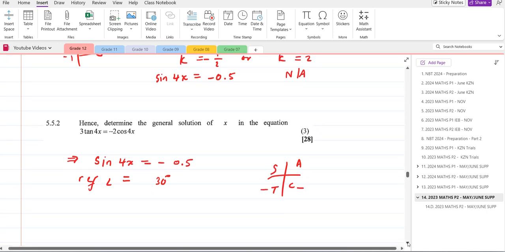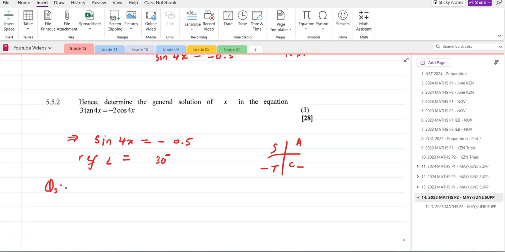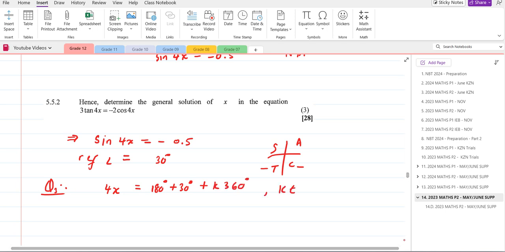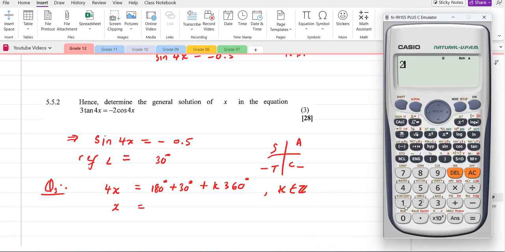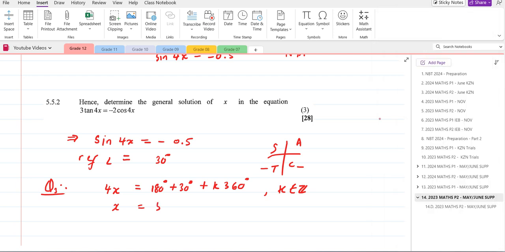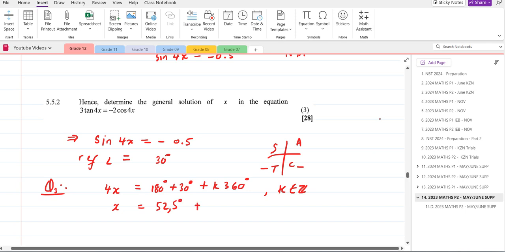So what's the quadrant 3 solution going to give me? 4x is equal to 180 plus 30 degrees plus k 360. Don't forget to write k is an element of Z, right? And we're going to solve for x. So we have 210 divided by 4. What is 210 divided by 4? I've got 52.5 degrees plus k 360 divided by 4, which is 90.